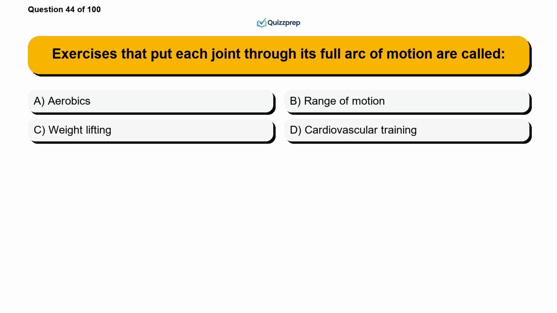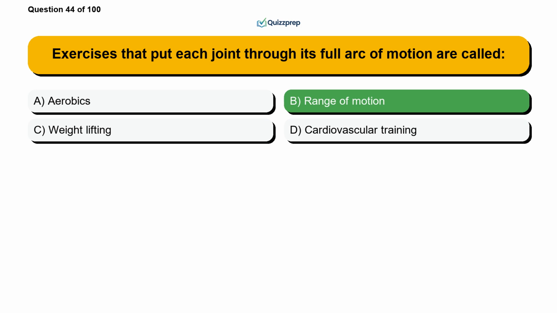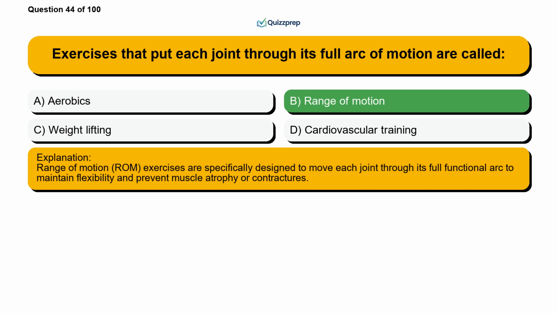Question 44. Exercises that put each joint through its full arc of motion are called: Option A, aerobics. Option B, range of motion. Option C, weightlifting. Option D, cardiovascular training. The correct answer is option B, range of motion. Range of motion, ROM, exercises are specifically designed to move each joint through its full functional arc to maintain flexibility and prevent muscle atrophy or contractures.